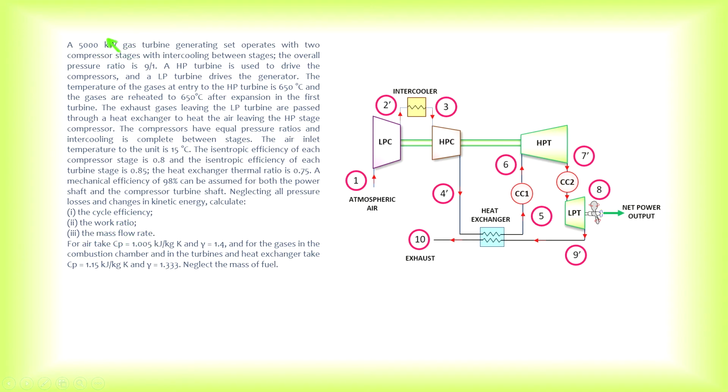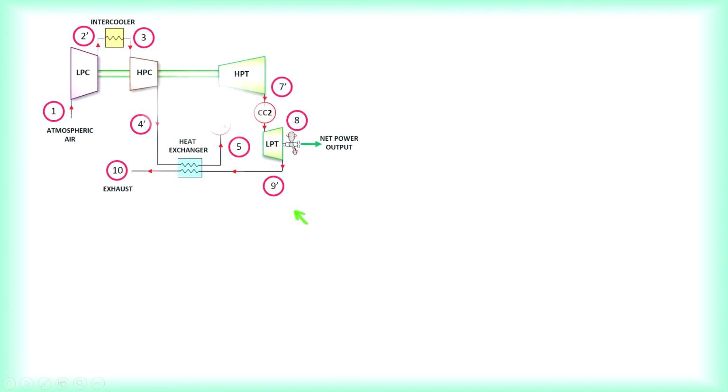So remember, power is given. There's a reason why the power is given. So for the air side, Cp is 1.005 and gamma is taken to be 1.4. And for the gas side, the Cp is taken as 1.15, and the gamma, that is the specific heat ratio or the adiabatic index, is taken as 1.333. Neglect the mass of fuel. So on the next page, I'm going to show you how to solve the problem.